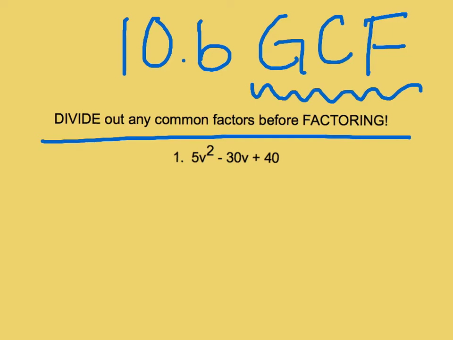So when I look at this first example, 5v squared minus 30v plus 40, 5 times 40 is a big number. So when I think of the factors of 200, and what factors of positive 200 add up to be negative 30, that could be a time-consuming task. Not impossible, you could do it, but if I can factor out a greatest common factor, it'll make my job a little bit easier. So looking at 5, negative 30, and 40, I know that my greatest common factor is 5. So I'm going to go ahead and divide my 5 out. So I'm going to end up with 5 times v squared minus 6v plus 8.